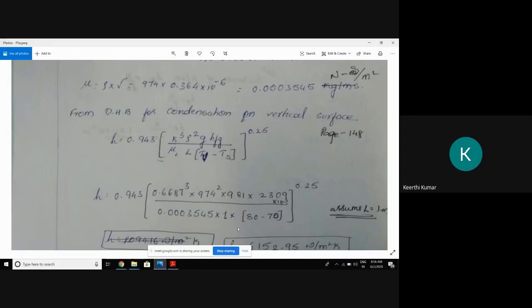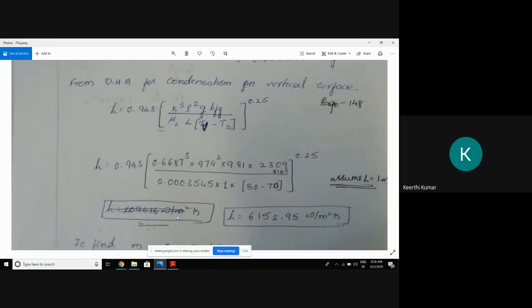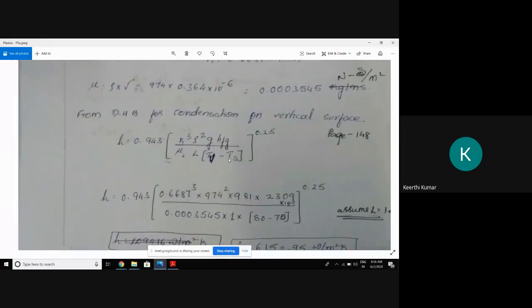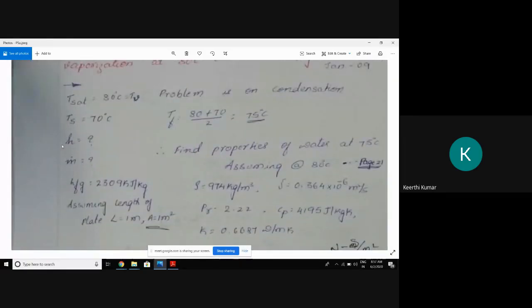You calculate slowly without making any mistakes. You will get the value of H as something like 6152.95 watts per meter square Kelvin. This is the value of H I got: 6152.95 watts per meter square Kelvin. So the first unknown is cleared. Like this, you should find out the first unknown.